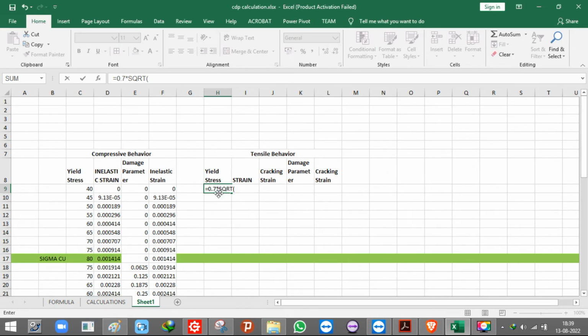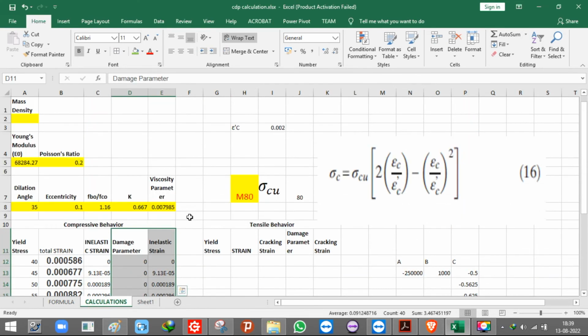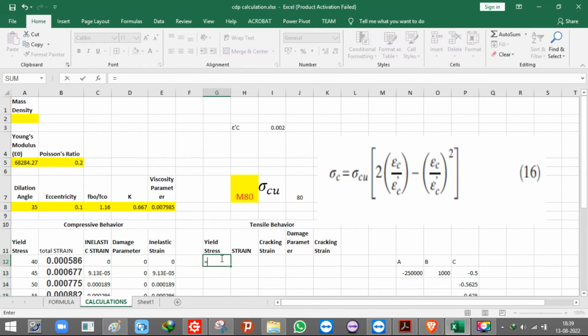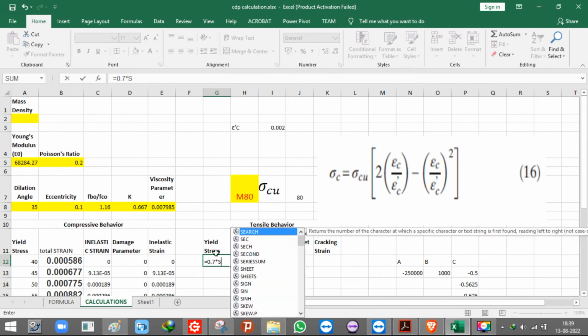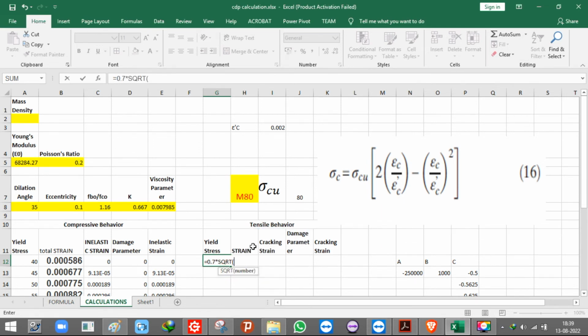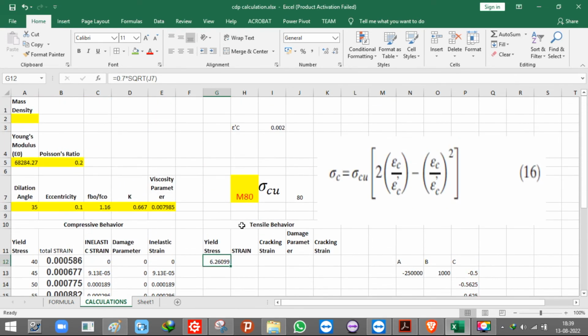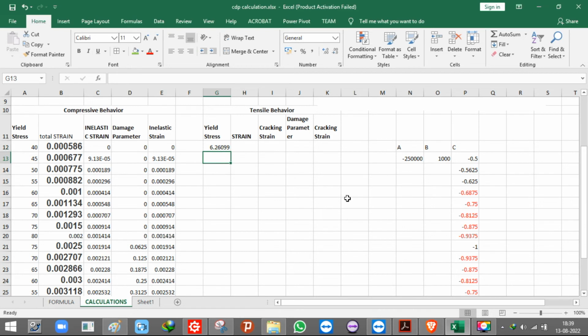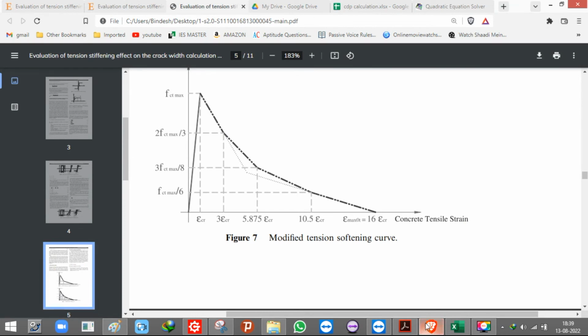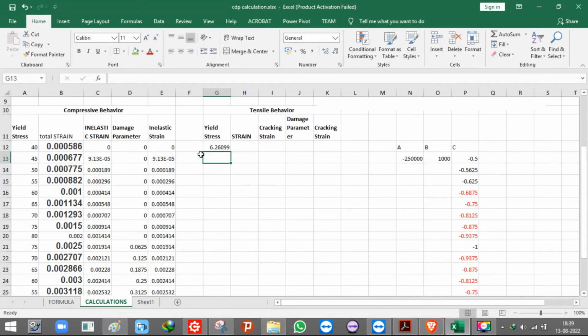Sorry, I'm calculating it wrong. It should be calculated over here. 0.7 square root FCK. Yeah, so this is my tensile strength of the concrete. And what is the next value? It is 2/3 of FCT max, then 3/8 and 1/6.